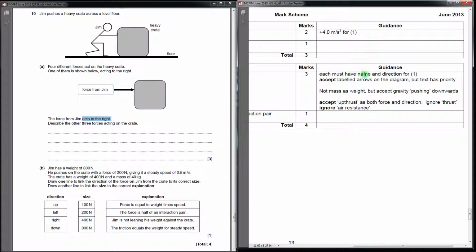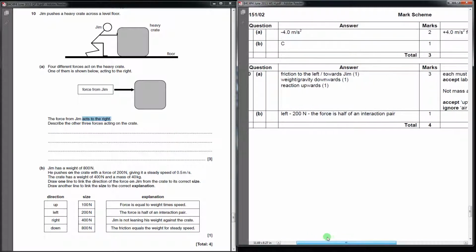It says each must have name and direction for one. So if you just write down the names of the forces, that is no marks. Whenever you're trying to do something and they're giving you an example in a question, you must try and mirror it as closely as possible. So the other 3 forces are, lots of people identified these correctly but then didn't get the directions.